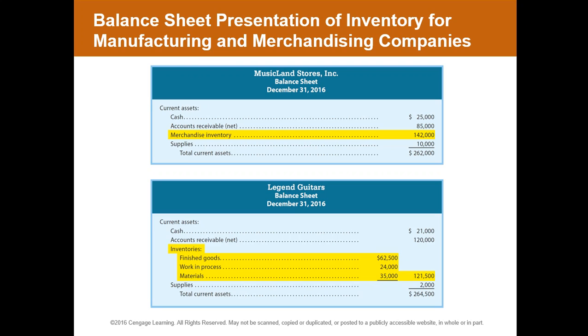Legend Guitars also has work in process. Those are all the guitars that are being built right now for orders or to be placed out on the sales floor. They are in some level of completion. And then there's our raw materials inventory. That's all the little pieces and parts just waiting in our raw material warehouse somewhere, waiting for an order to come in. So the balance sheets are very similar. We just have a few more pieces of inventory for a manufacturer.